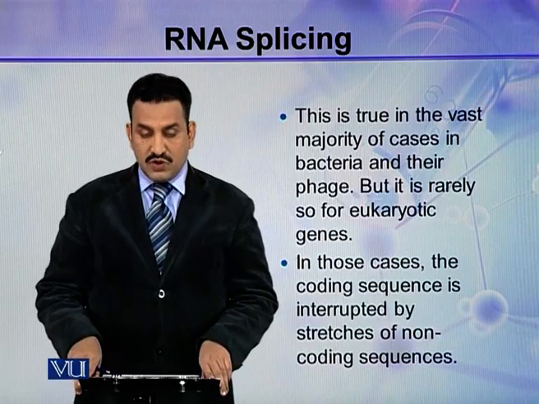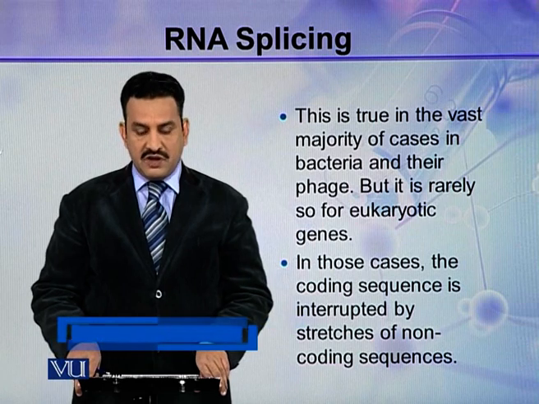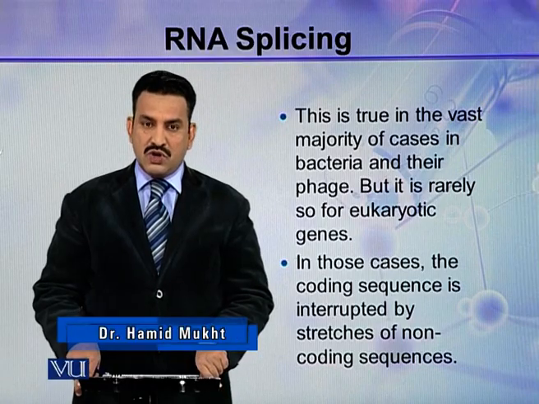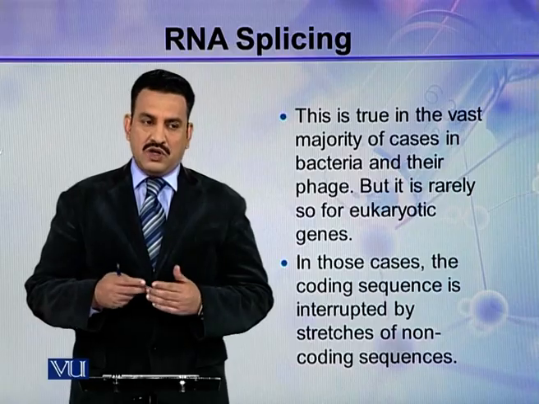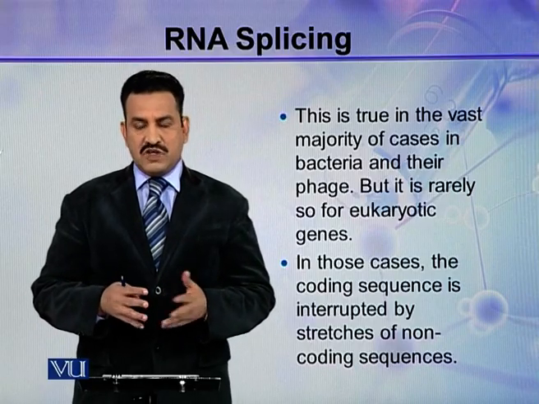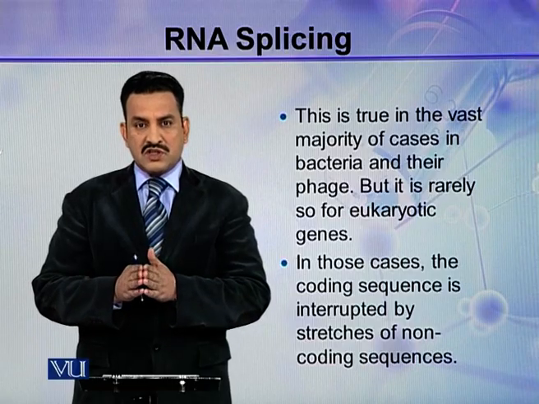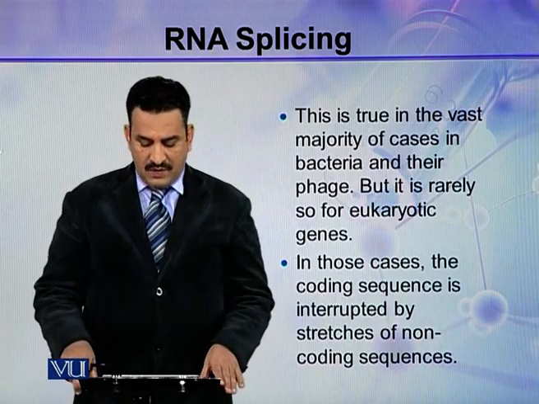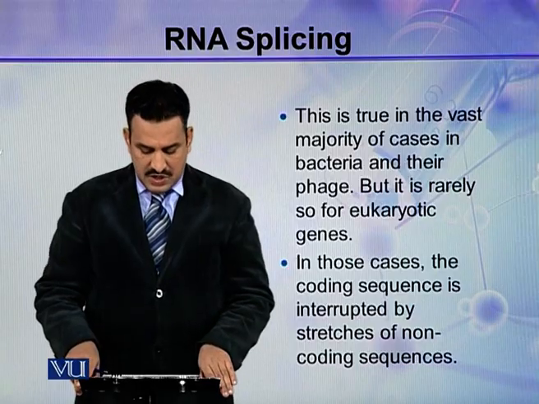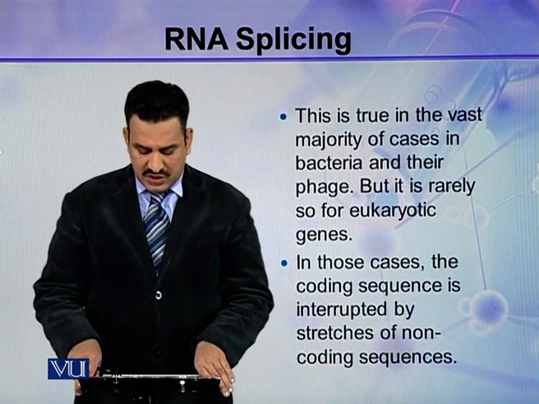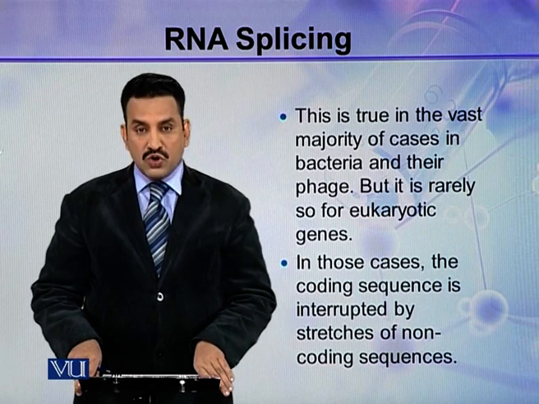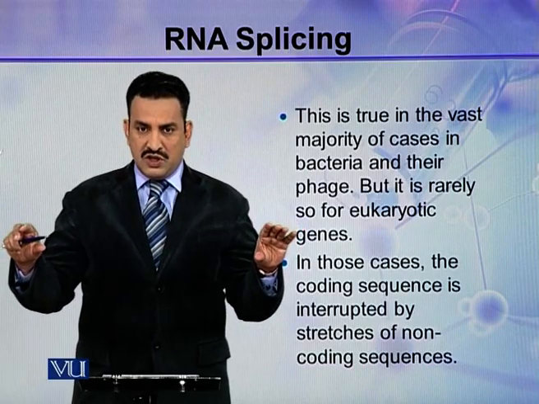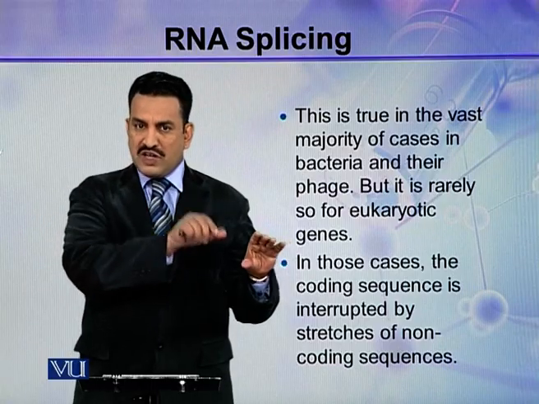This is true in the vast majority of cases in bacteria and their phages, but it is rarely so for eukaryotic genes. So, in prokaryotic organisms such as bacteria and phages, the sequence is contiguous. That is, all the codons are adjacent to each other. But in eukaryotes, it is different. In those cases, the coding sequence is interrupted by stretches of non-coding sequences. So, the full sequence of the gene is interrupted by some non-coding sequences.